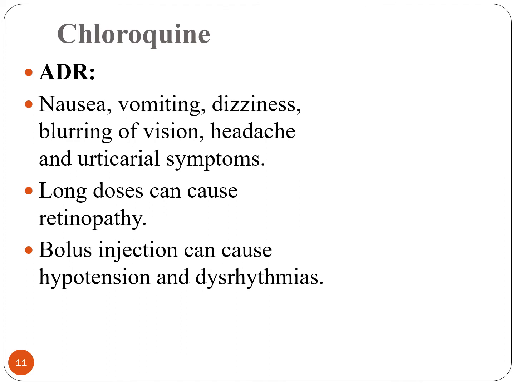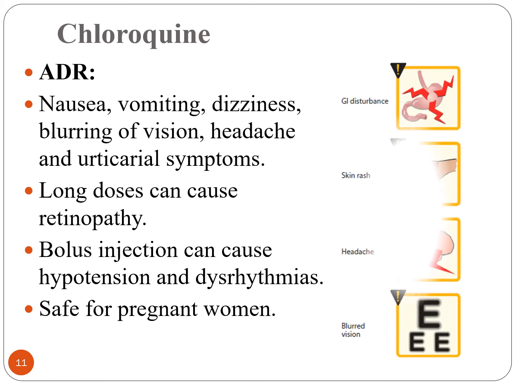Also, bolus injection of chloroquine can cause hypotension and dysrhythmia. Chloroquine is safe for pregnant women. This is a summary of some of the adverse effects of chloroquine: GIT disturbances, skin rash, headache, and blurred vision.